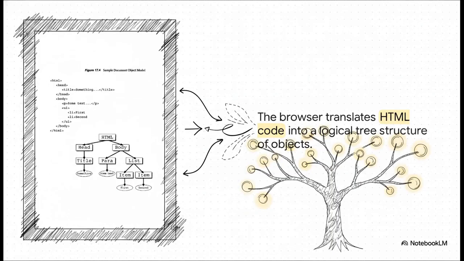This image shows you that translation perfectly. Over on the left, you've got the raw HTML code that a developer writes, and on the right, that's how the browser actually sees it, building it into what's called a DOM tree. The main HTML tag becomes the trunk of the tree, and every other element just branches off from there. This is that living blueprint.